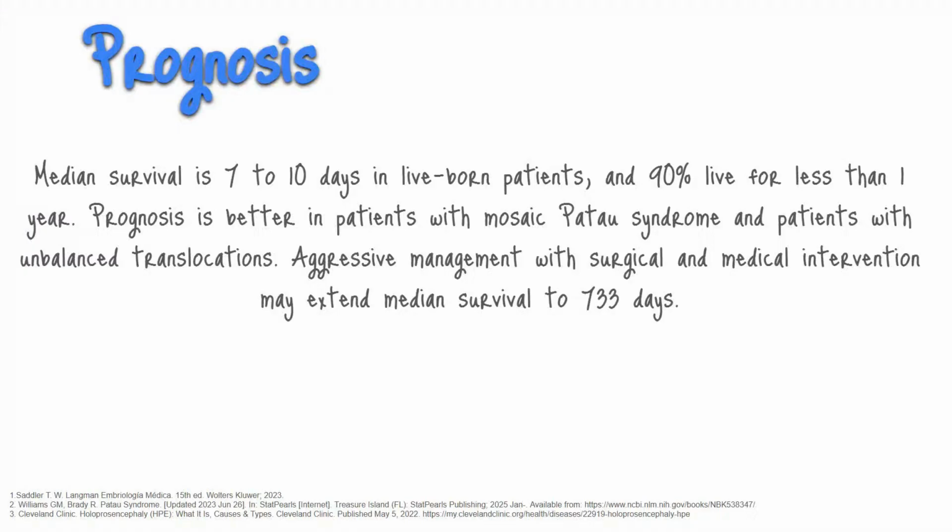Prognosis. Median survival is 7 to 10 days in live-born patients, and 90% live for less than 1 year. Prognosis is better in patients with mosaic Patau syndrome and patients with unbalanced translocation. Aggressive management with surgical and medical intervention may extend median survival to 733 days.